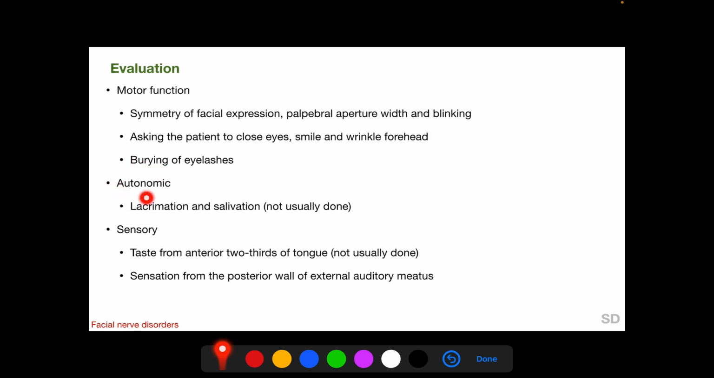Autonomic function of the facial nerve includes lacrimation and salivation, and sensory function of the facial nerve includes taste from the anterior two-thirds of the tongue and sensation from the posterior wall of the external auditory meatus.